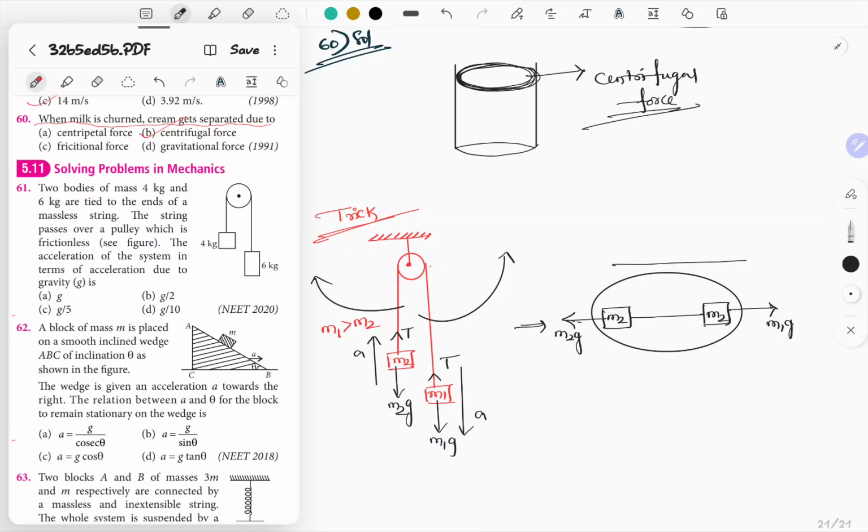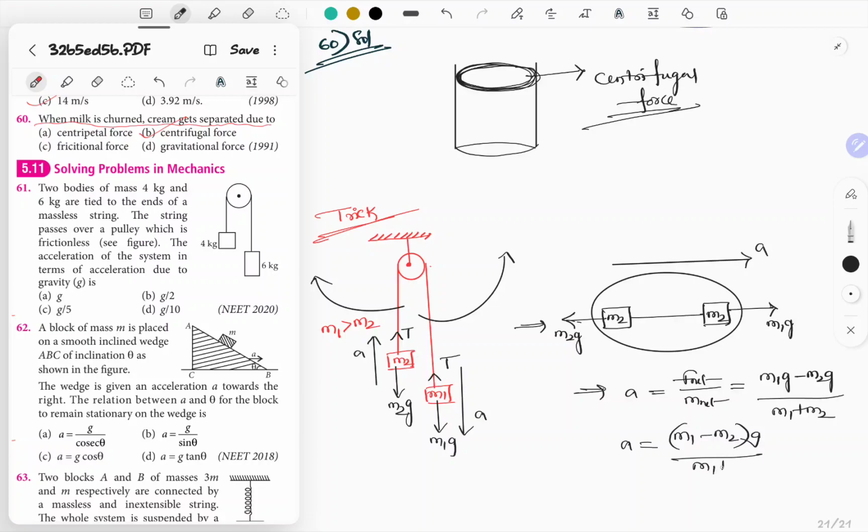So the system is moving towards the right with an acceleration a. Now let me consider the acceleration formula. Acceleration is F net by m net. What is meant by F net? Is m1g greater or m2g greater? m1g is greater than m2g, divided by the total mass of the system, m1 plus m2. So finally, acceleration is going to be (m1 minus m2) into g divided by (m1 plus m2).